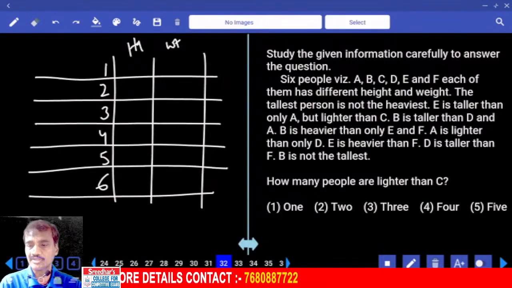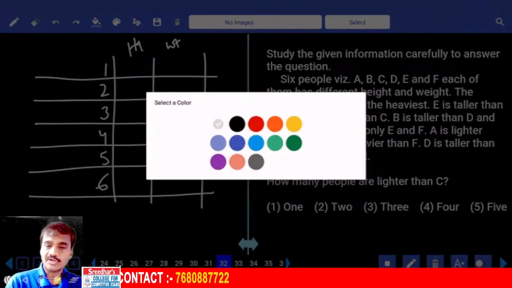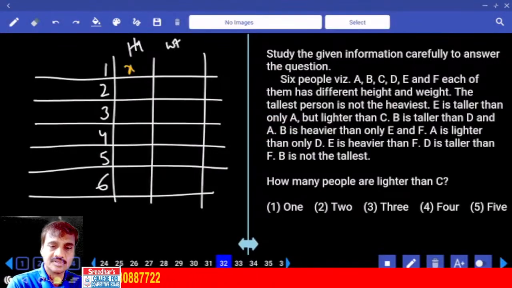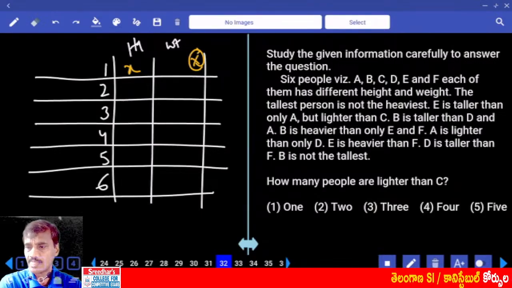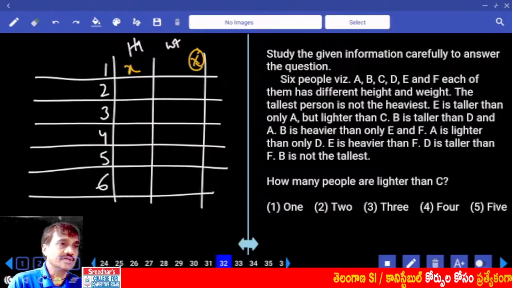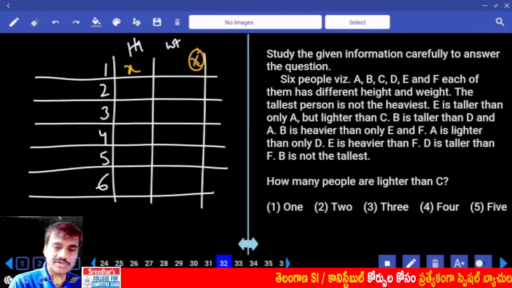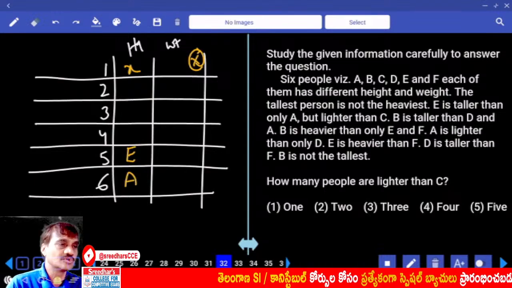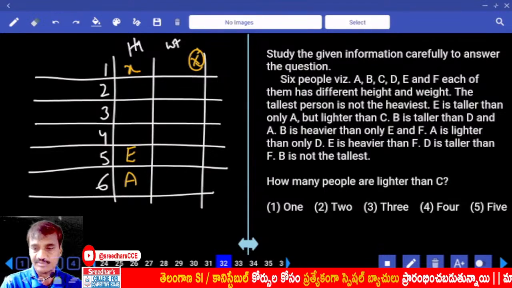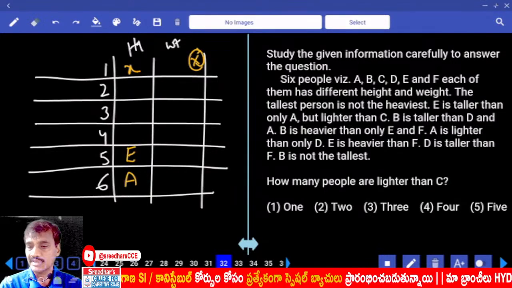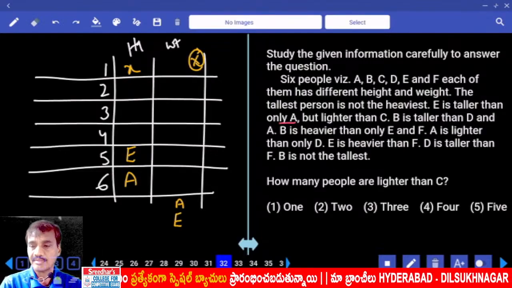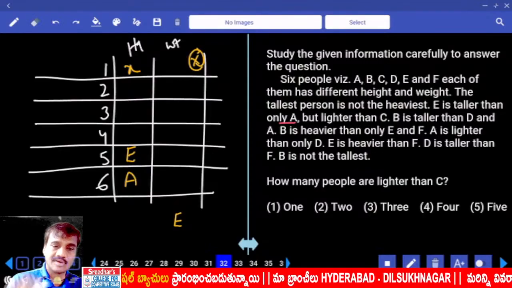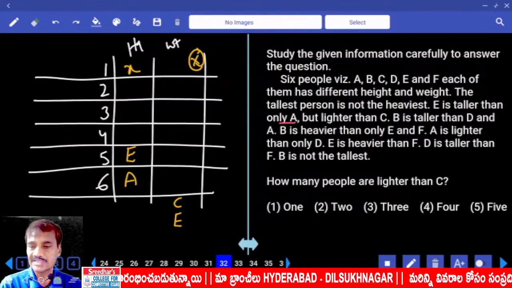The tallest person is not the heaviest. X cannot be at this place. Clear? E is taller than only one person, A, and he is shorter than the remaining 4, but lighter than C. E is taller than A, but E is lighter than C. Lighter means weight.